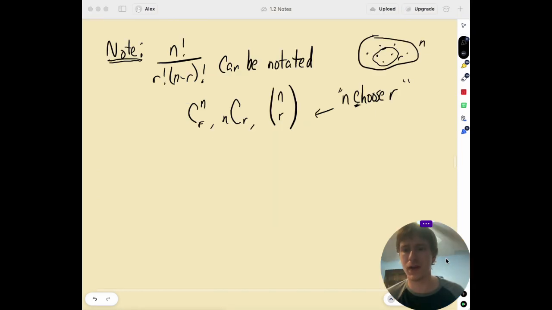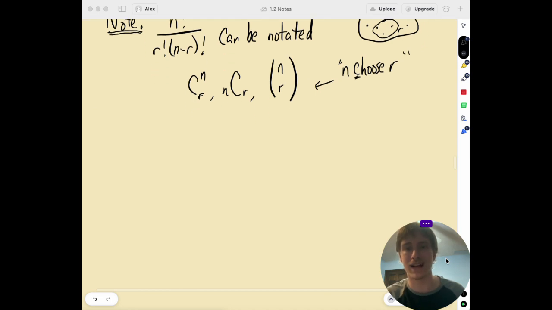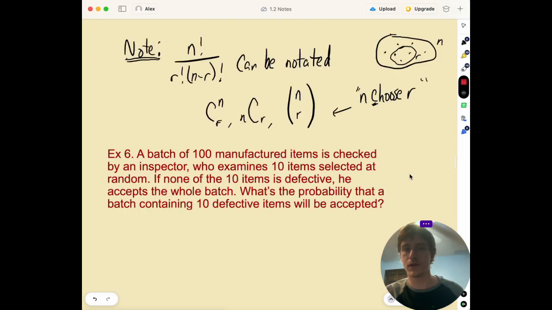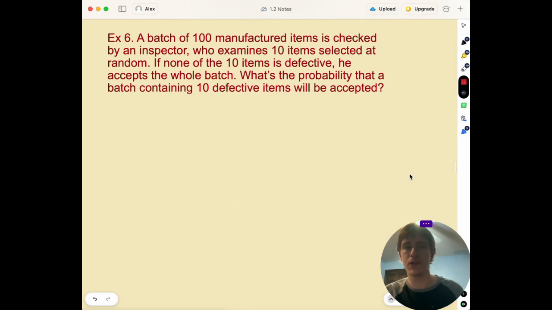All right, so the last thing I wanted to do in this video is end off with an example. Okay, so let's do a quick example. It says a batch of 100 manufactured items is checked by an inspector who examines 10 items selected at random. Quality check. If none of the 10 items is defective, he accepts the entire batch. What's the probability that a batch containing 10 defective items will be accepted?